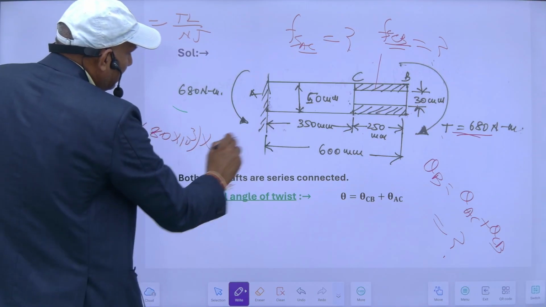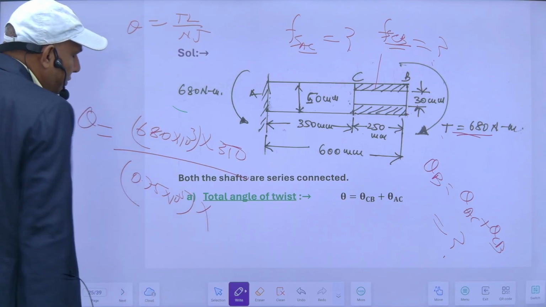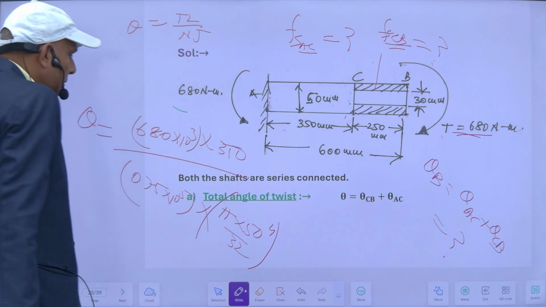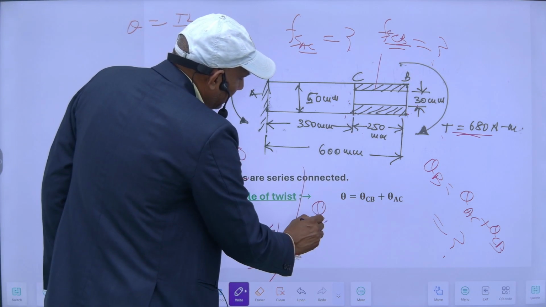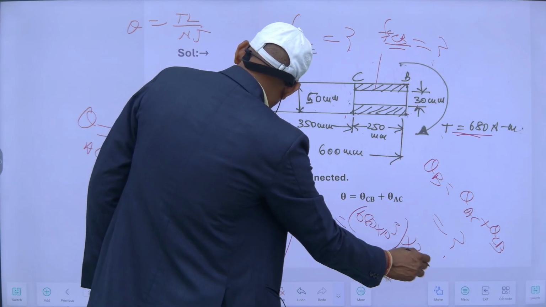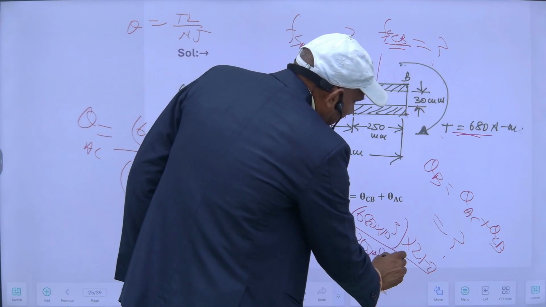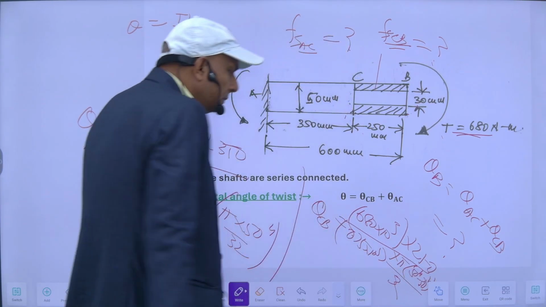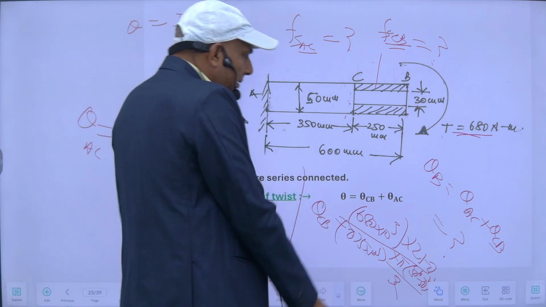So this T into this length, 350, upon N, 0.75 into 10 raised to the power 5 Newton per mm square, into J. Polar moment of inertia of this one will be pi into d raised to the power 4 upon 32. This is for theta AC. And for theta CB, similarly, torque will be the same, 680 into 10 raised to the power 3 in mm. Length is 250 upon N, and its polar moment of inertia will be pi into outside dia raised to the power 4 minus inside dia raised to the power 4 upon 32. With this, I can calculate theta of this and theta of this one. And when I add both together, I will get theta of B.